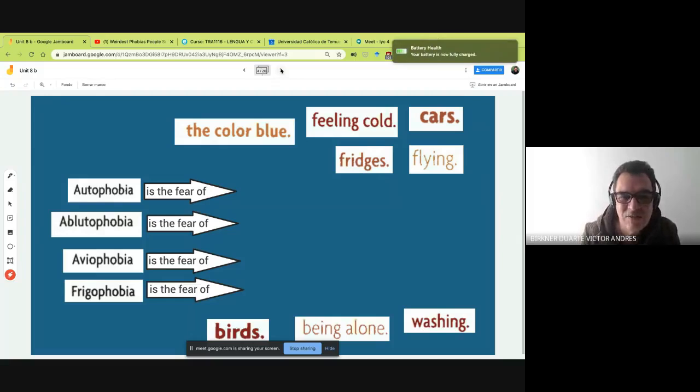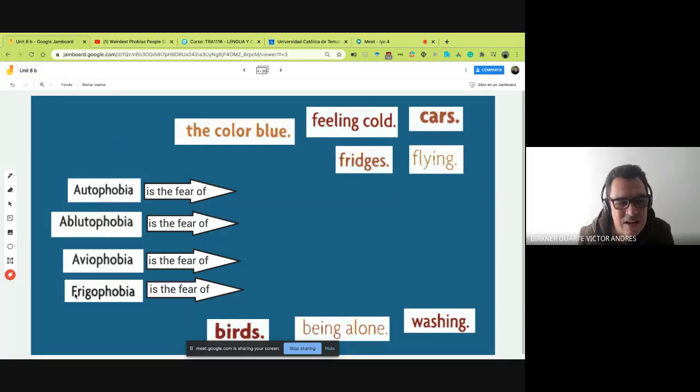Okay, there are different kinds of phobia, and there are different names for each of these types of phobia. For example, we have autophobia, ablutophobia, aviophobia, and frigophobia. All right. I want you to tell me which of these words you think we can match with autophobia. Autophobia is the fear of what? What do you think?